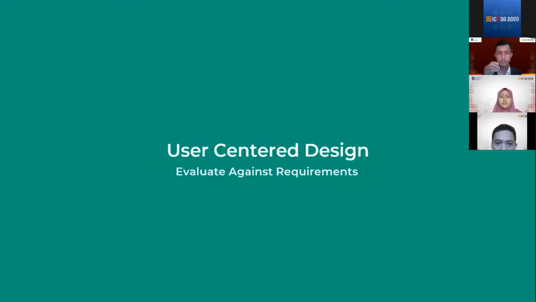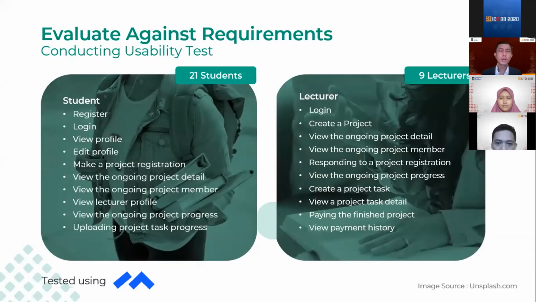And then we jump into the last phase, which is evaluate against requirement. In this phase, we involve users directly to test our design, to test our design and find out what is wrong about this design and what is right about the design. What needs to be deleted from the design, and what needs to be defended in the design.